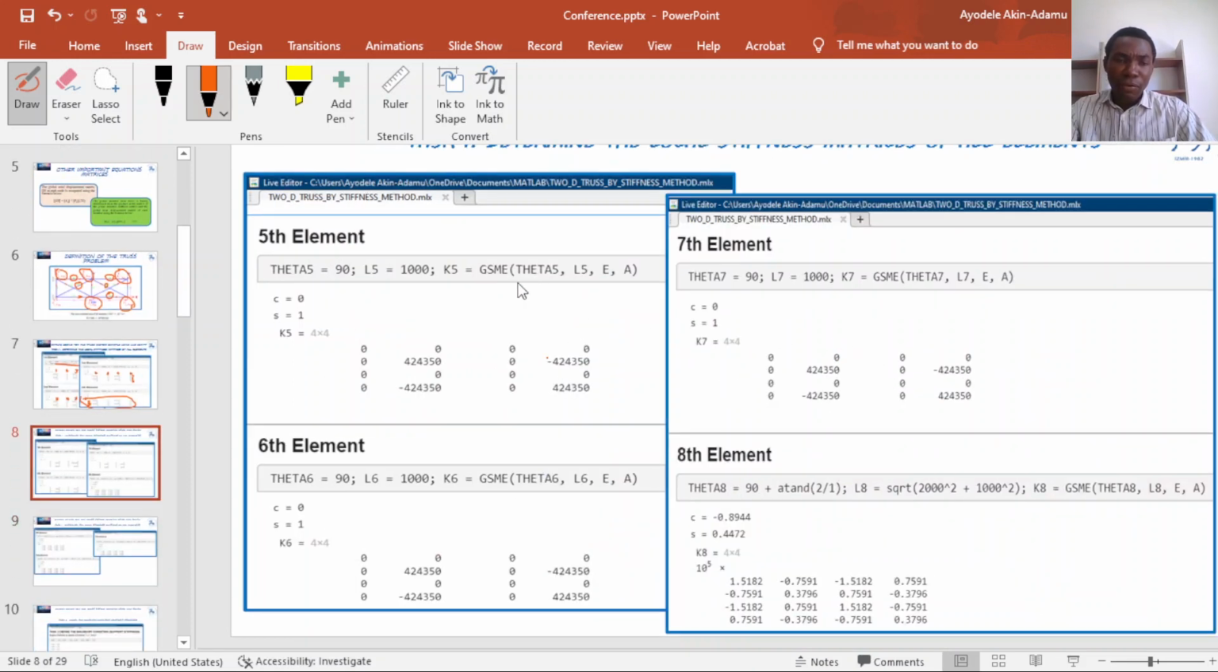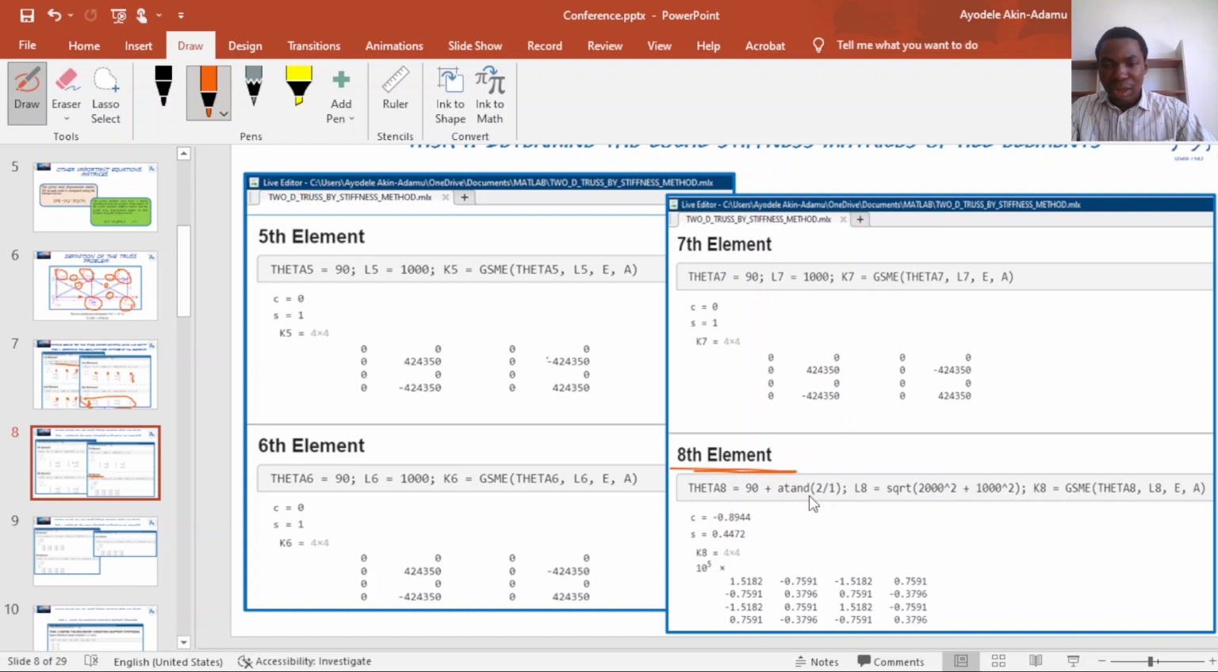This is also done for element 5, element 6, element 7, element 8. I'm only going to explain one of them because they are all the same. I think I should pick element 8 so you understand what I did there. I think it's a bit more complicated than the rest. So this is element 8. Our theta 8, the angle for element 8, is given by 90 plus atand 2 over 1. This atand is an inbuilt Matlab function which is used to compute the arctan of an angle.